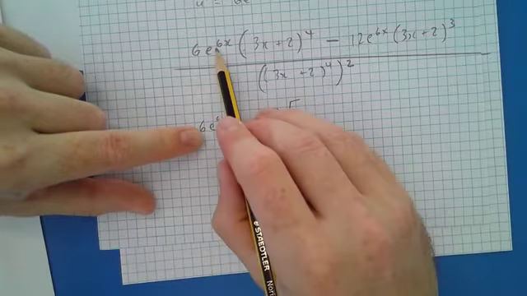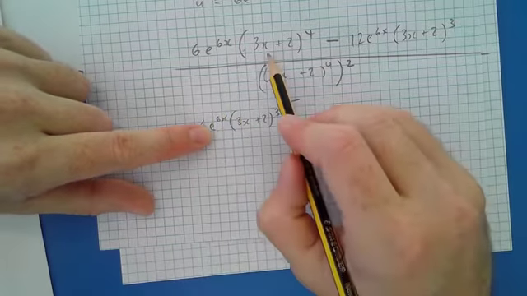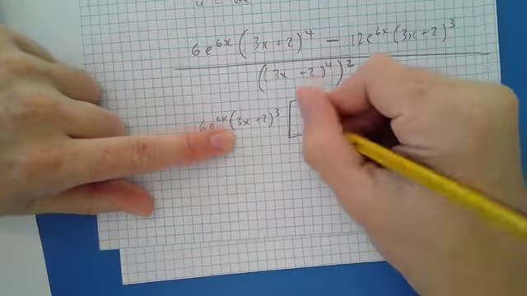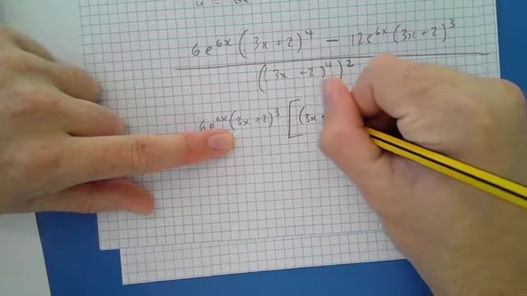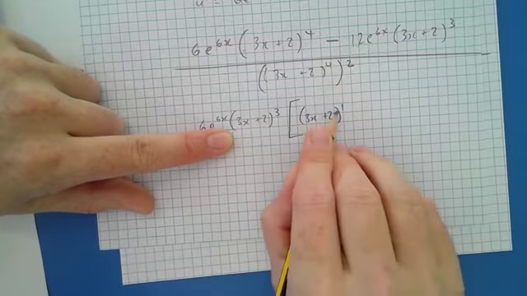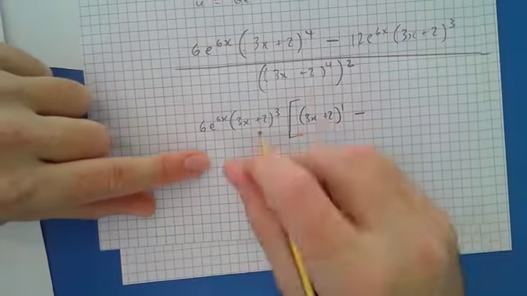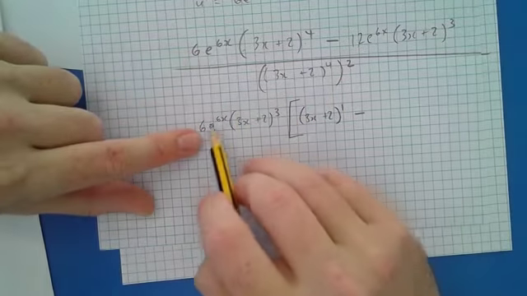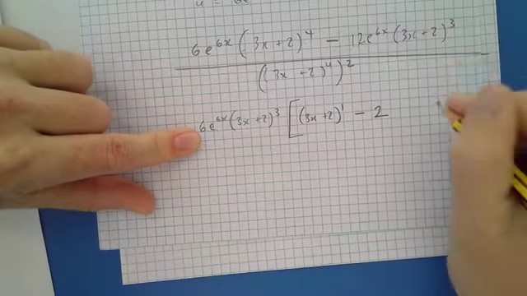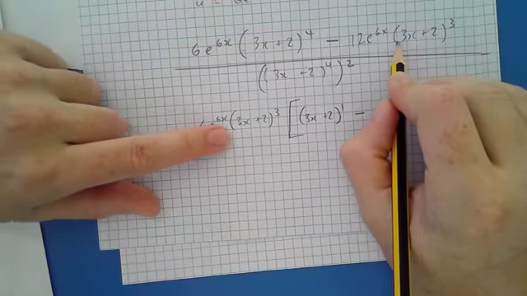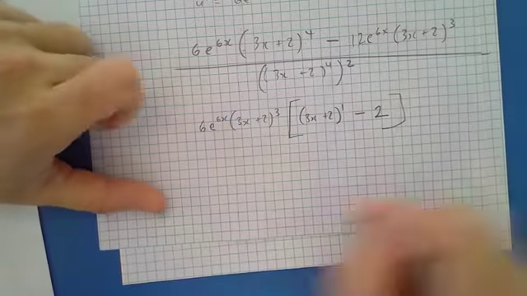What do I need to times this by to turn it into that? Well, I've got the 6, I've got the e to the 6x, that's there. I've got this bracket, but that's the power of 3, that's the power of 4. So I need another version of that bracket to the power of 1, because if you add those two powers together, it would make to the power of 4. I then take away, and then 6, 12, so that would be 2. e to the 6x is there, and that bracket is already there, so that's fine, that's it.